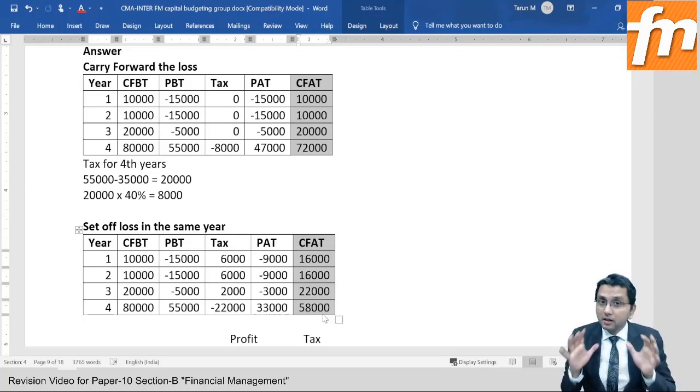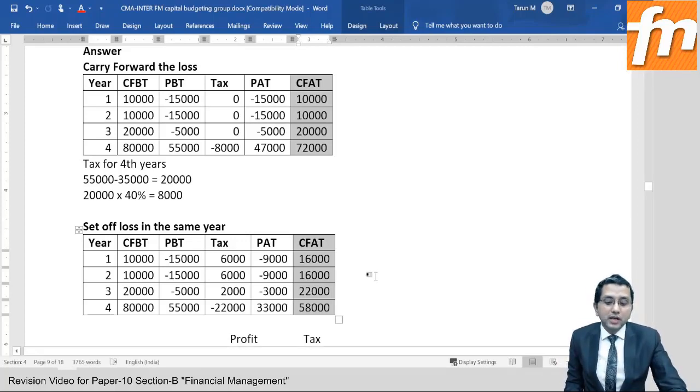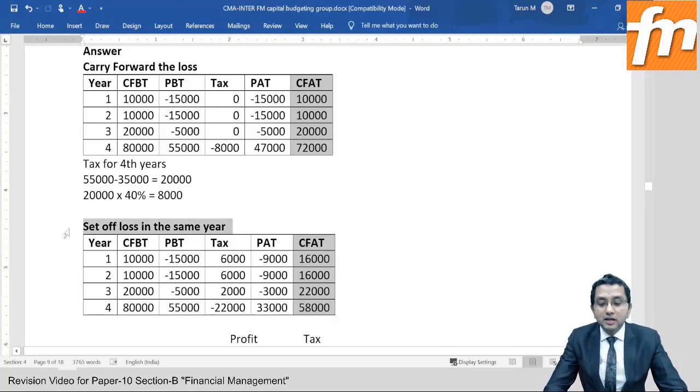But it makes a difference. These two are not the same. Because in the next step maybe you calculate present value. So if you calculate present values, this second situation, that is set off the loss in the same year, will be better, because here you are getting cash flows faster in the first and second and third year itself, and that's why this option will give you a higher present value of cash flows.